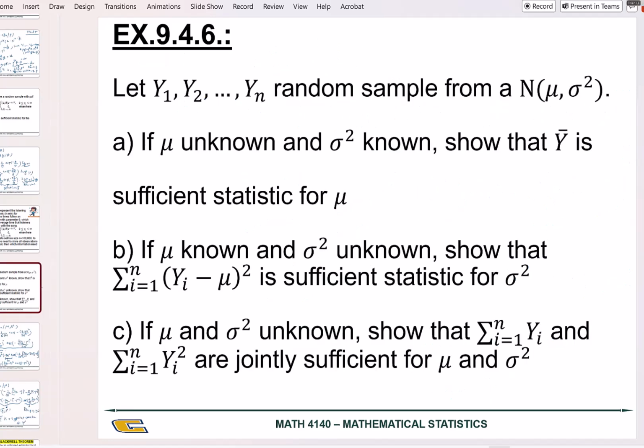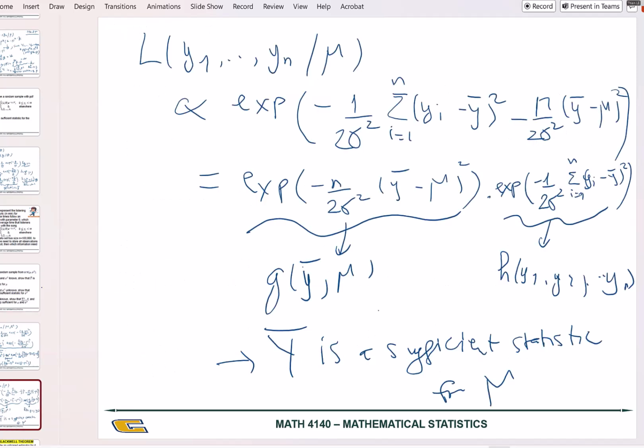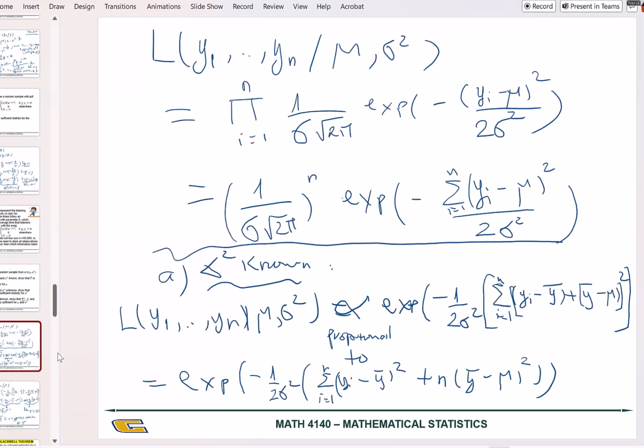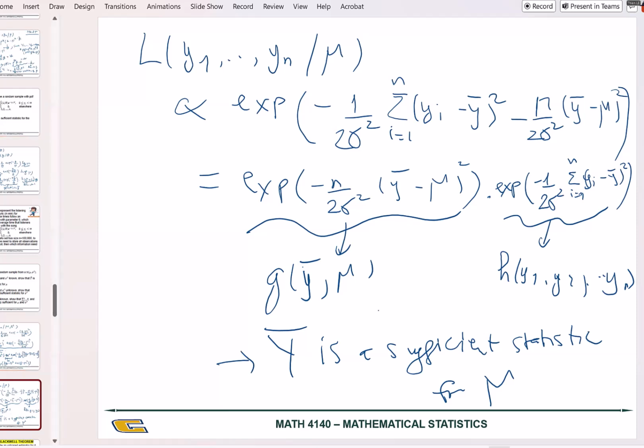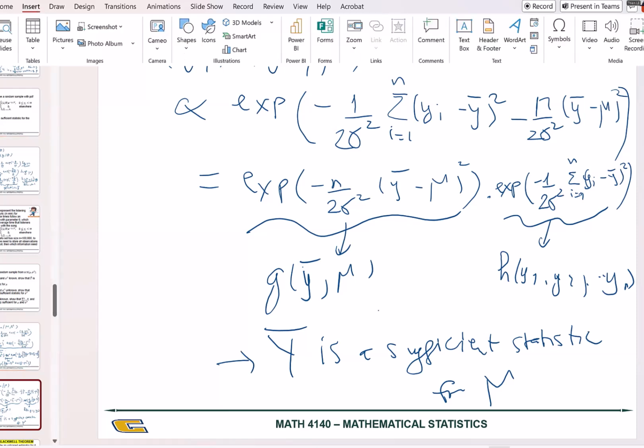Similarly for part B, when you have mu known and sigma unknown, you have to play around a little bit. It's slightly different from what we did before. Before, sigma square was known, so you could treat the first term as a constant and throw it away. But now, because mu is known and sigma is the goal of estimation, for sure you cannot use this proportional strategy. You need to write out this term, because it's something you need to estimate.